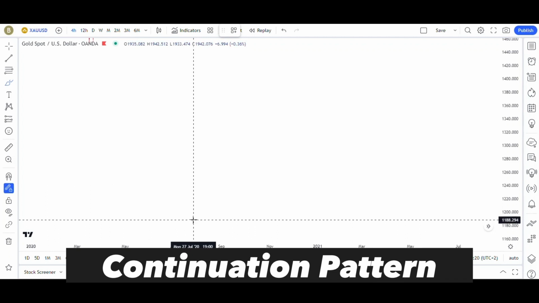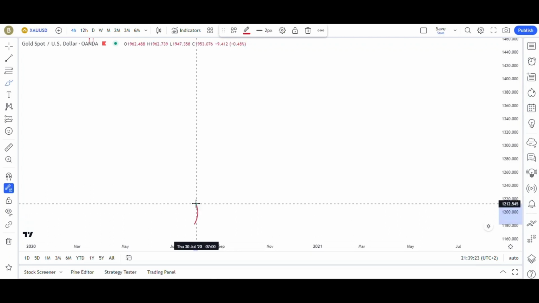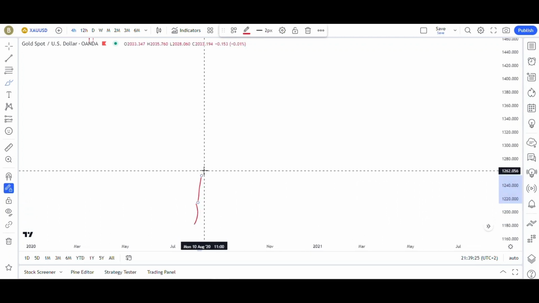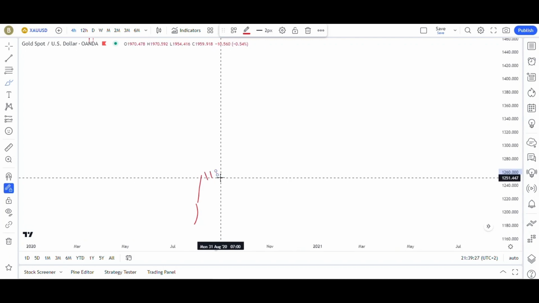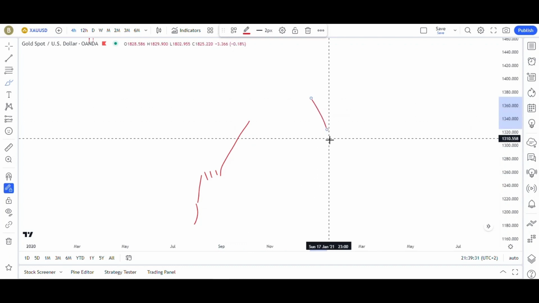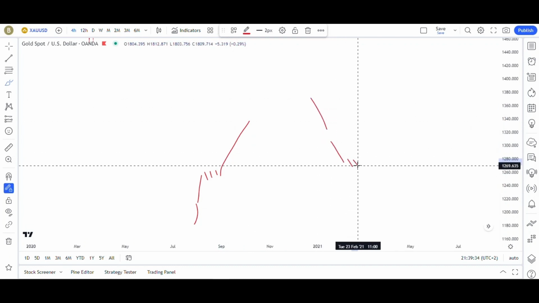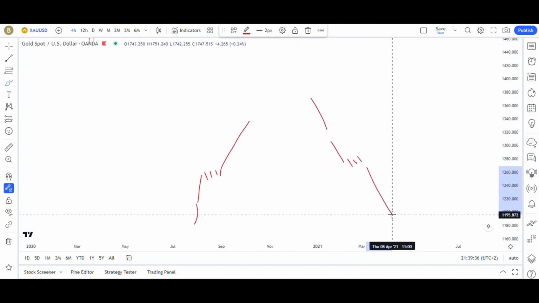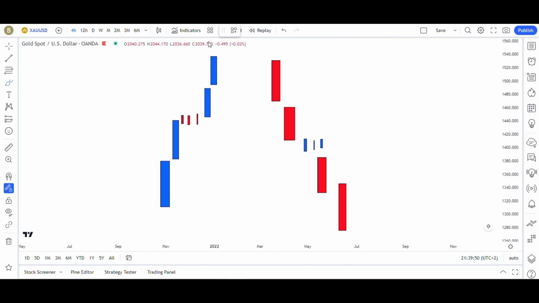Now we will learn about continuation pattern. A continuation pattern is something like this. Market goes up, and a pause. And then market goes up again. Market goes down, and a pause. Then market goes down again. Here are the perfect examples of CPs.